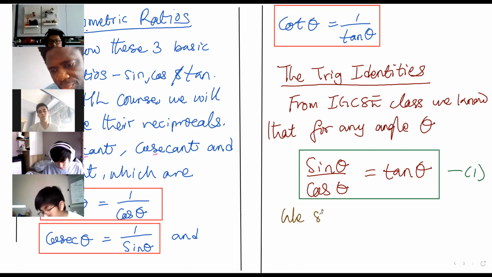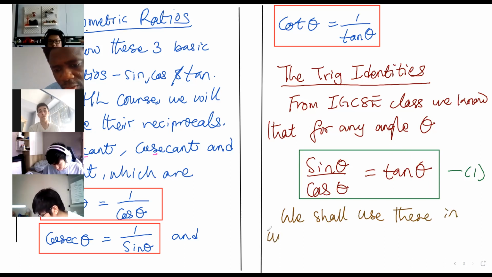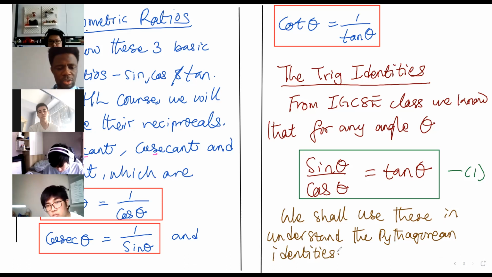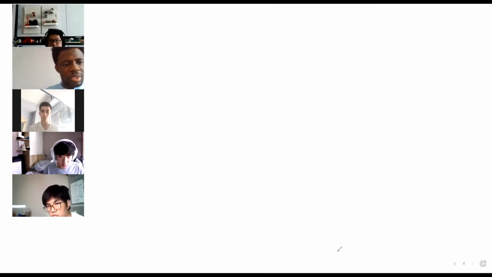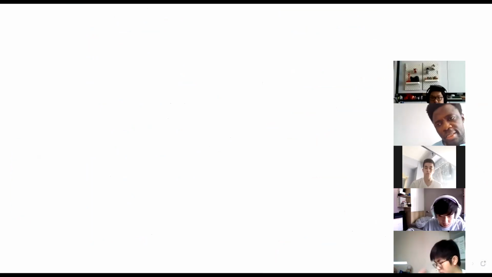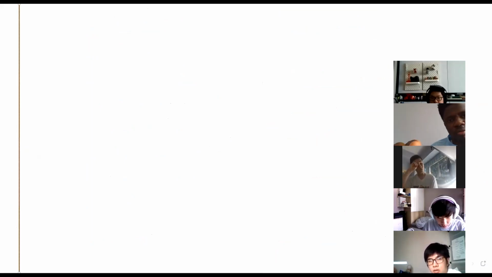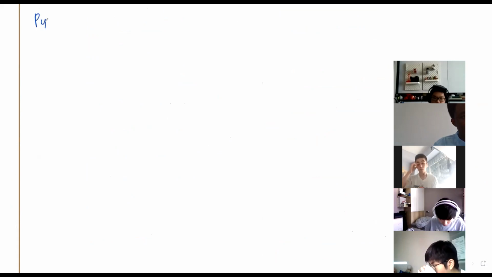We shall use this in understanding the Pythagorean identity. So equation one is not a problem because it looks familiar. Sorry, I'm trying to rush things. I'll come back and show you stuff. Now, let's quickly look at the Pythagorean identity, which is where we're actually going. We're just trying to build some very important foundations. That's why we're doing the previous ones.